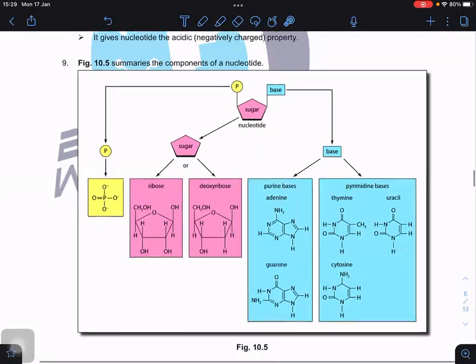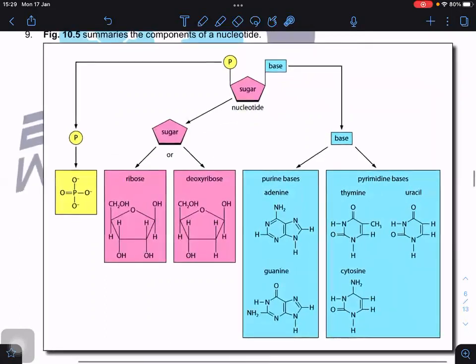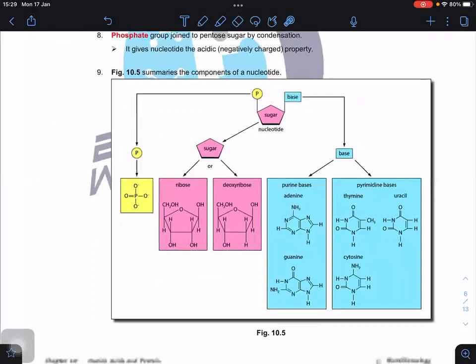This diagram summarizes the entire structure. Here you can see we have the pentose sugar, either ribose or deoxyribose. In terms of base, you have purine and pyrimidine bases. Purine bases have two rings and pyrimidines have one ring. Another component is the negatively charged phosphate group. So there are three components that form a nucleotide.